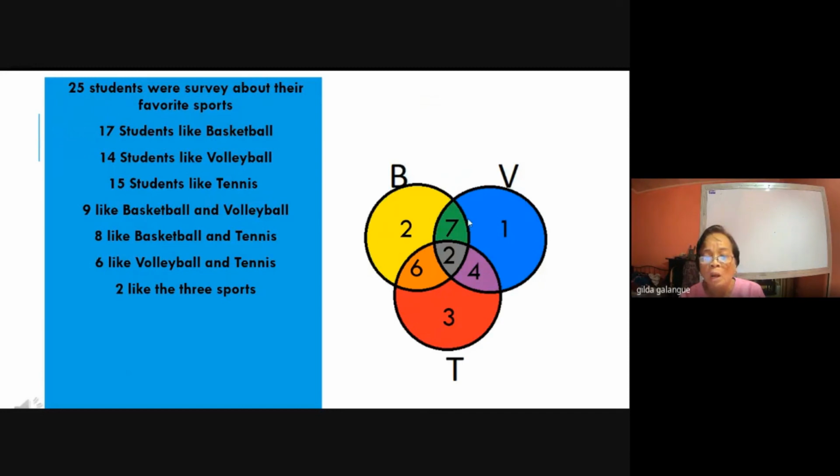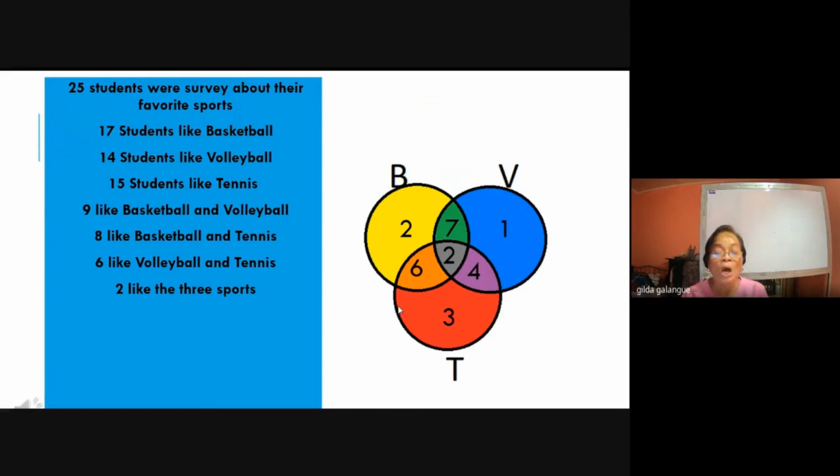Let's see if this is 25. 2 plus 7 is 9. 9 plus 2 is 11. 11 plus 6 is 17. 17 plus 1 is 18. 18 plus 4 is 22. 22 plus 3 is 25. So we have 25 students.